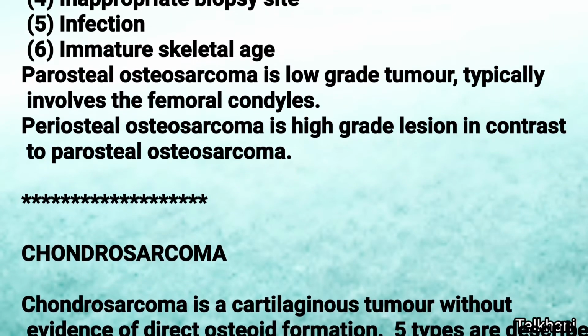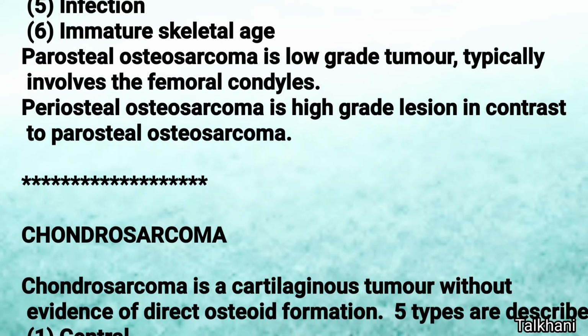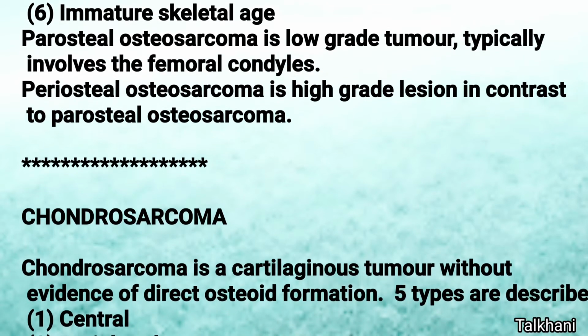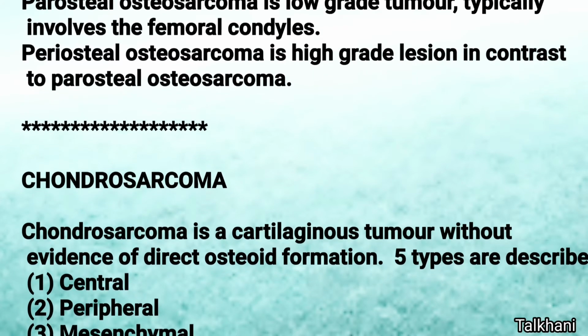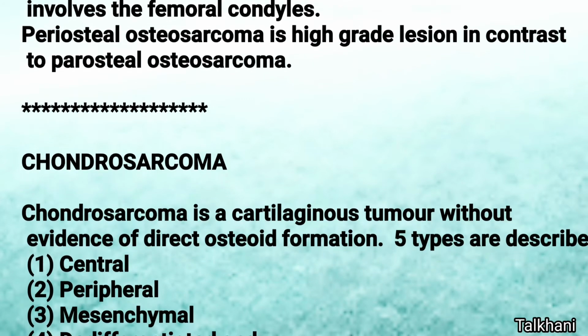Parosteal osteosarcoma is a low-grade tumor, typically involves the posterior aspect of the femoral condyles. Periosteal osteosarcoma is a high-grade lesion in contrast to parosteal osteosarcoma.